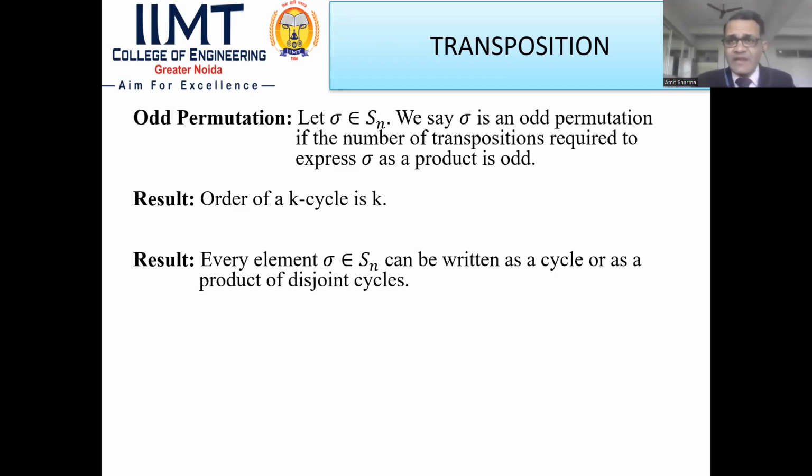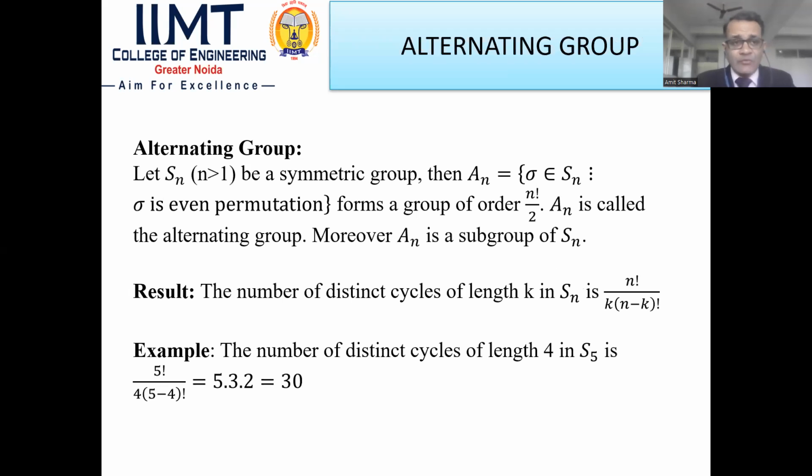Another result, every element sigma belongs to Sn can be written as a cycle or as a product of disjoint cycles. Now, what is alternating group? Let Sn, n greater than 1, be a symmetric group, then An is defined as the elements of Sn which are even permutations. So this An forms a group of order n factorial upon 2. This An is called the alternating group.